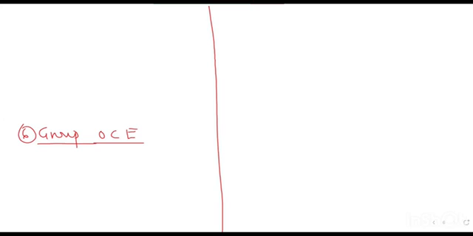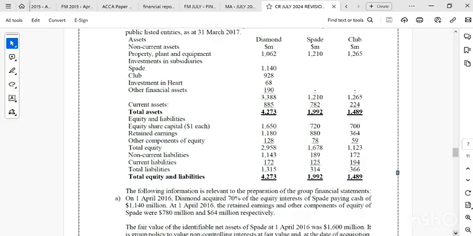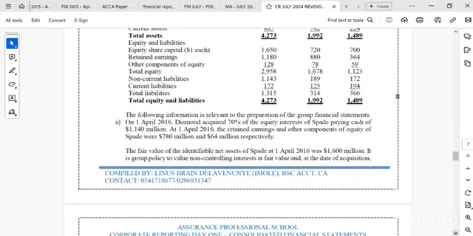Okay. So after doing that, you can now see whether you can attempt some of the footnotes. Okay. So let's look at the first one.